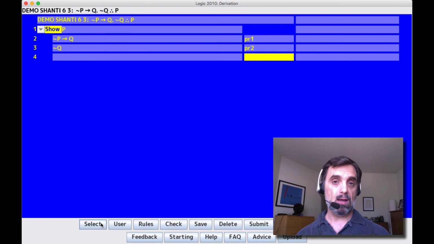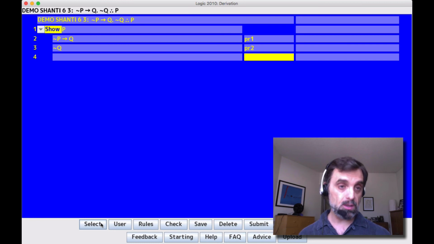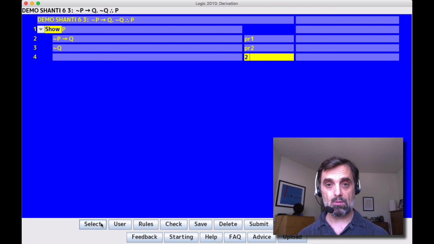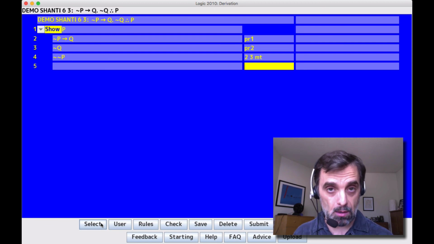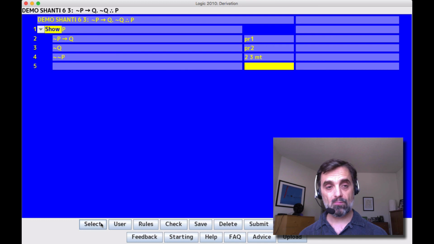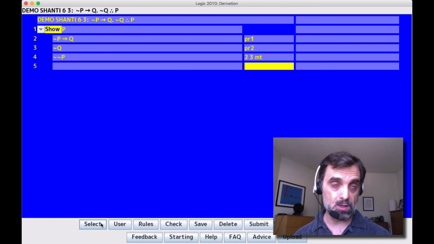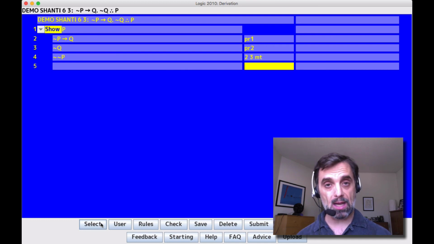How about MT? Well, for MT, we need the negation of the consequent. The consequent is Q, so we need not Q. That's what we have on line 3, so we can do MT with lines 2 and 3. We can say 2 and 3 MT, and that gives us not P. Okay. Now, to box and cancel, we need P, which we don't have yet. In the previous derivations, once we did MT, we had what we needed to box and cancel, but here we don't have what we need to box and cancel. So we need to get to P.